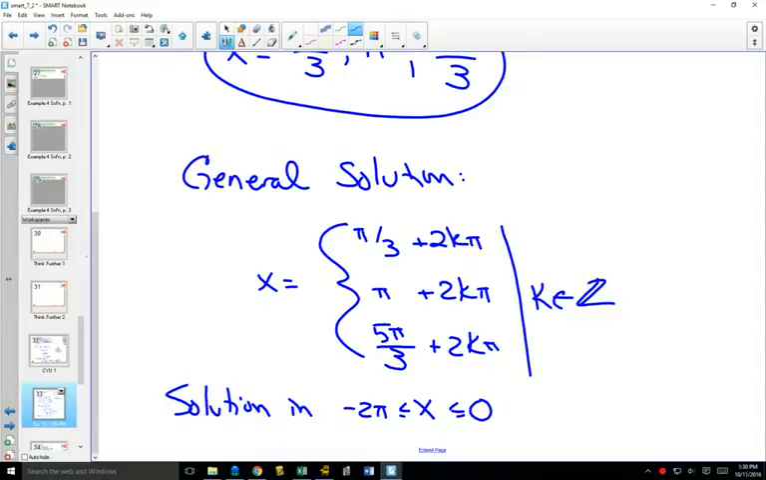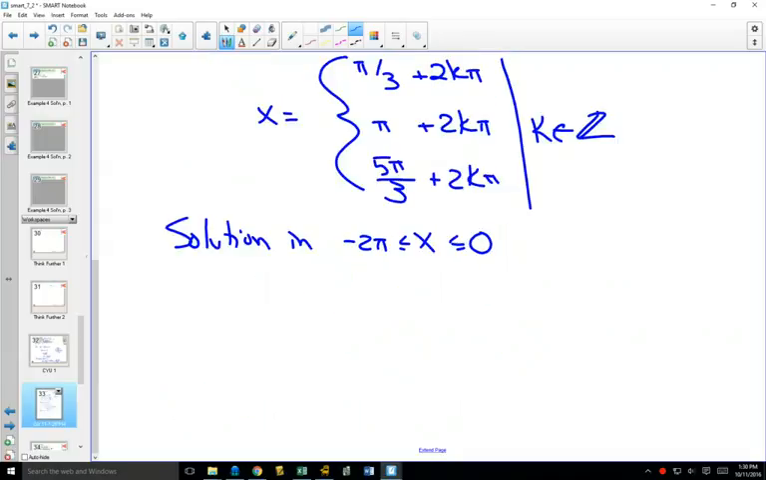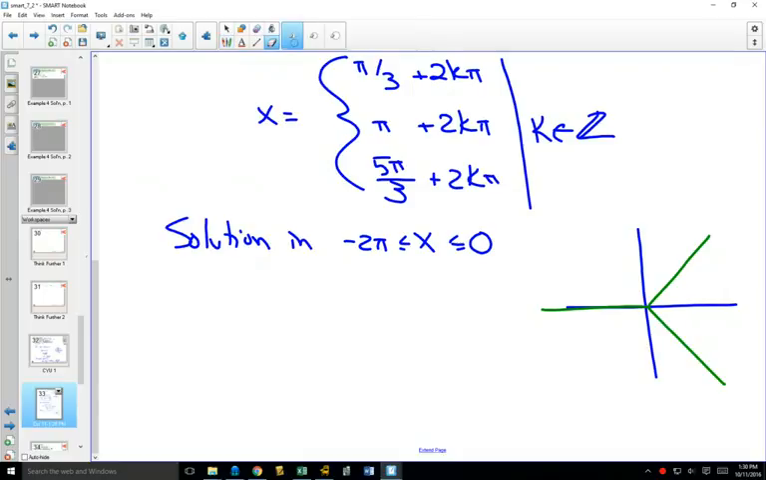If we wanted to find the solution in this domain from -2 pi to 0, well, we can think about our answers. We found out that one of the answers was pi over 3, one of the answers was pi, and one of the answers was 5 pi over 3. X is less than 0, it doesn't include 0. So those are my 3 answers. We listed them from 0 to 2 pi: pi over 3, pi, and 5 pi over 3.